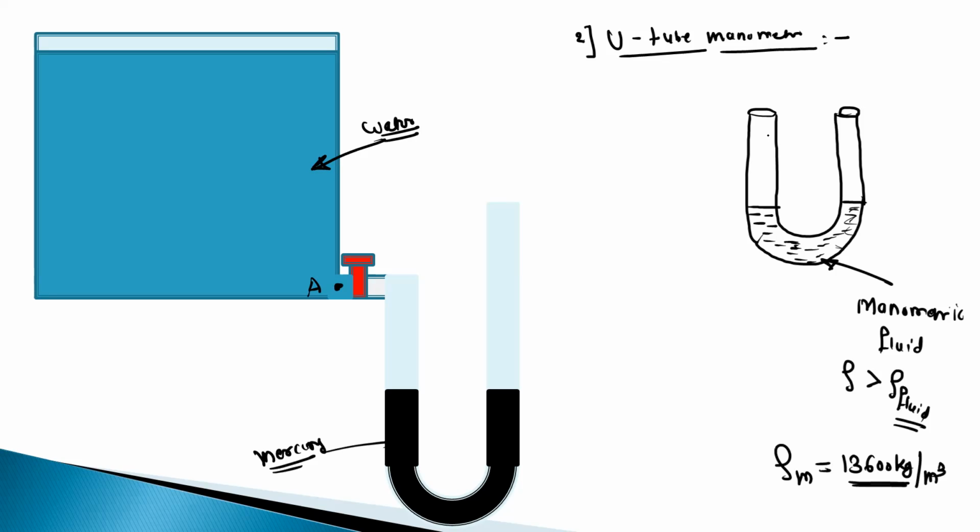So this is just the construction. Here we have the U-shaped glass tube, then we have the mercury as a manometric fluid. Now we will connect this to a fluid for which we want to measure the pressure. We will connect this by using one pipe. And suppose here we have the tank which is filled with water.